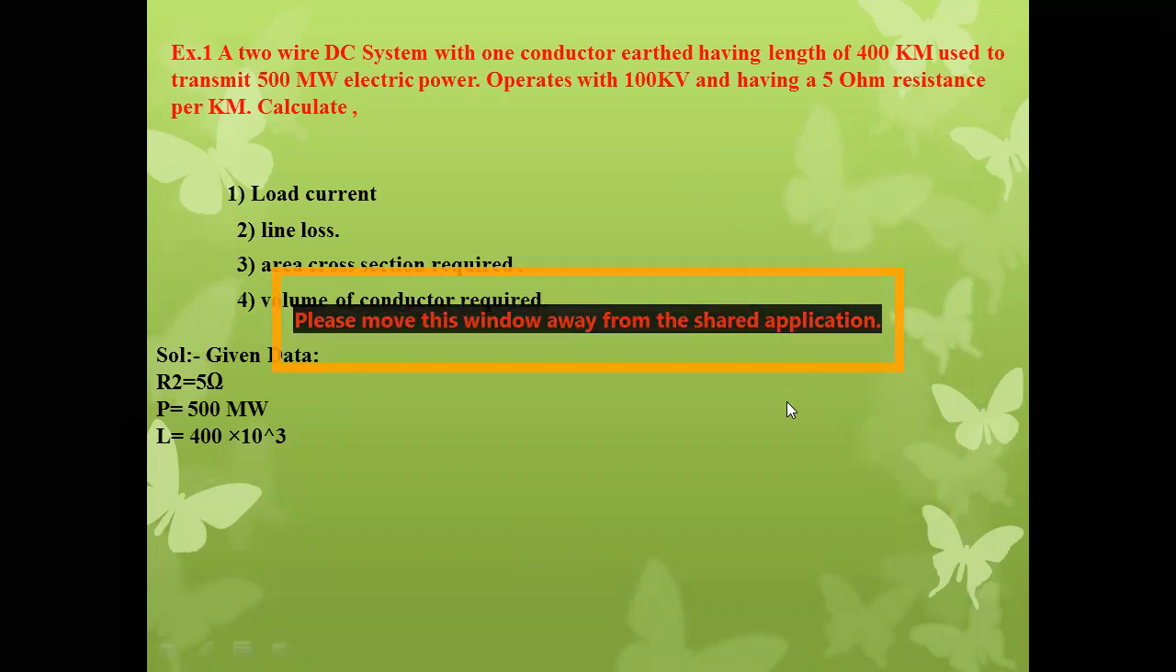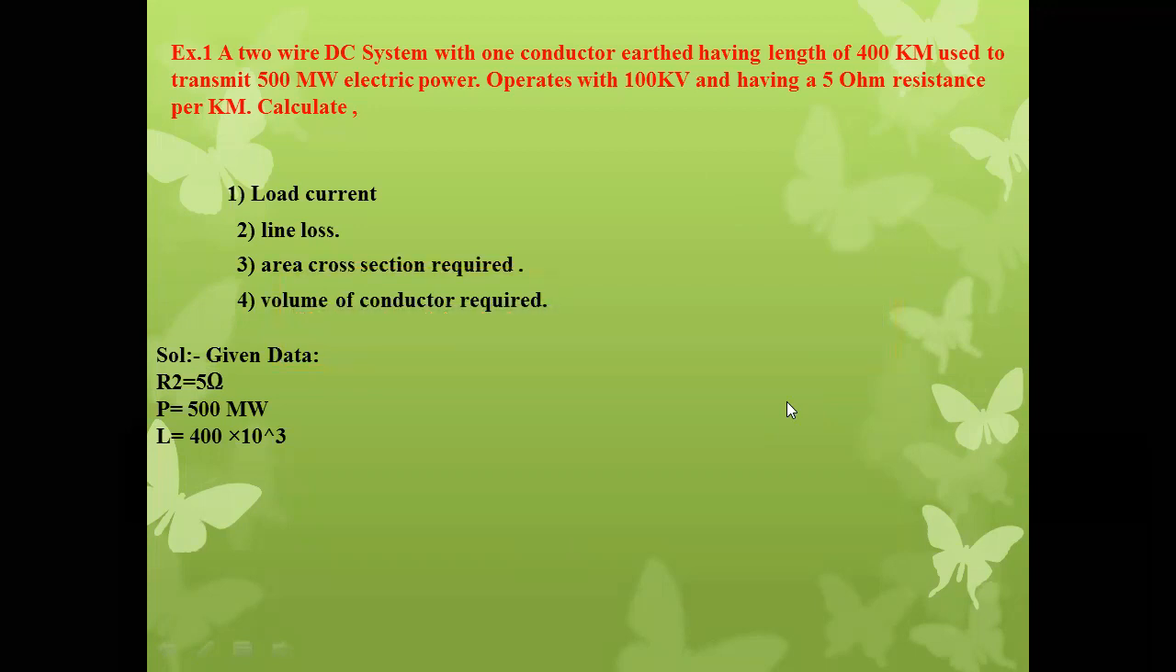It is a two wire DC system with one conductor earthed, having a length of 400 kilometer. That is the data we require. 400 kilometer is the length of the line, and 500 megawatt is the amount of electrical power we have to transmit.